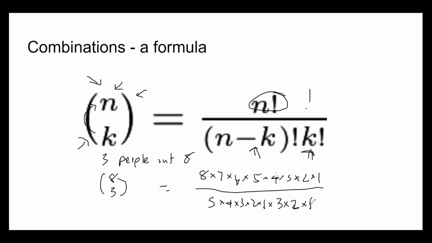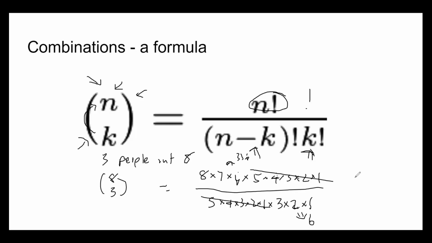Now, obviously, when we simplify fractions, we can cancel out a lot of stuff. For example, you can see that this entire 5, 4, 3, 2, 1 section cancels with this 5, 4, 3, 2, 1 section. So you're left with 8 times 7 times 6 over 3 times 2 times 1. And if you recall, 8 times 7 times 6 is exactly equal to the 336 from the permutations. And this 3 times 2 times 1 is just the 6 that we divided by.